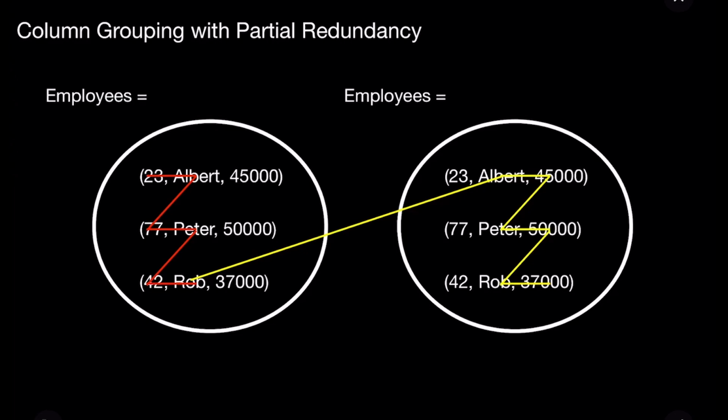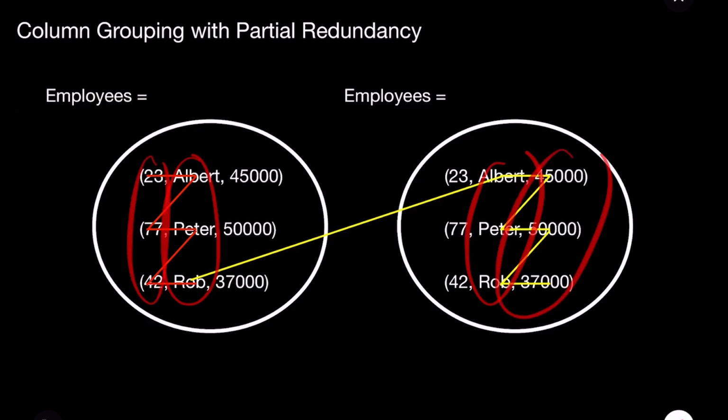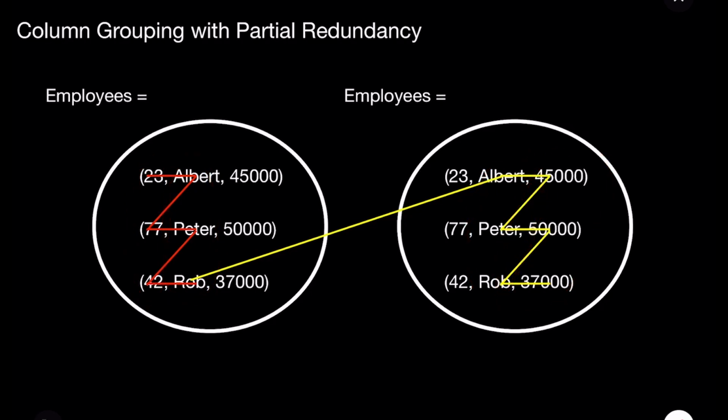Partial redundancy, meaning here we have the names and here we have the names. The IDs are only here, and the salaries, or city code or something like that, are here. So it's partial replication. That's another game you can play there.